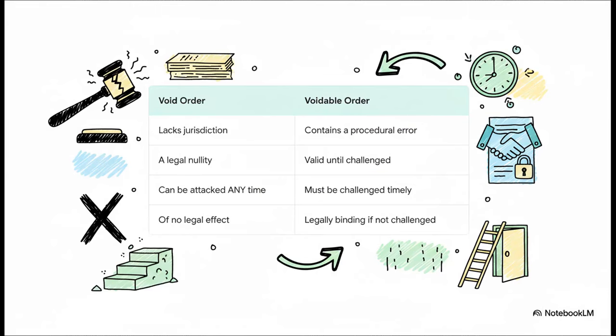And this brings us to a super important distinction. You have to know the difference between a void order and a voidable one. A voidable order has a mistake in it, yeah? But it's still considered legally valid unless someone challenges it in time. But a void order, the one we're talking about, lacks that core jurisdiction. It's a legal ghost. It has no power, and here's the kicker. You can attack it at any time. Years later? Yep. Decades? You bet.